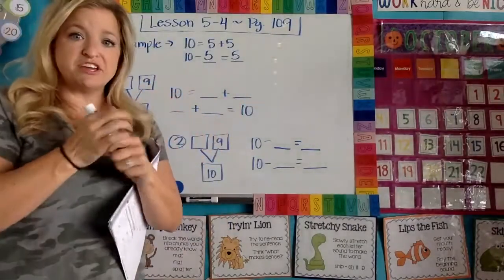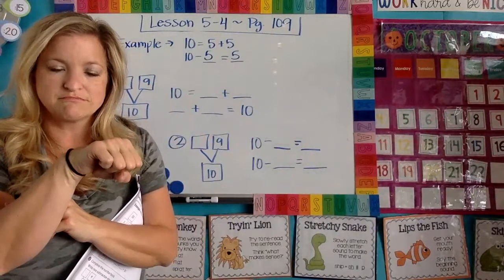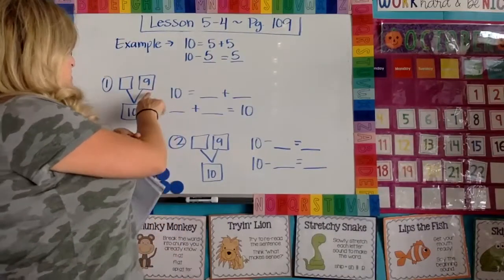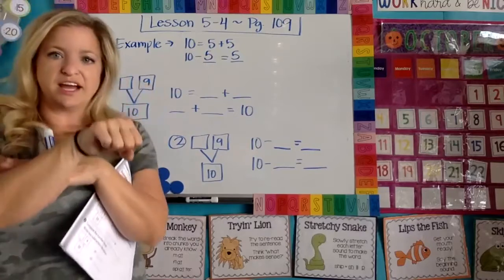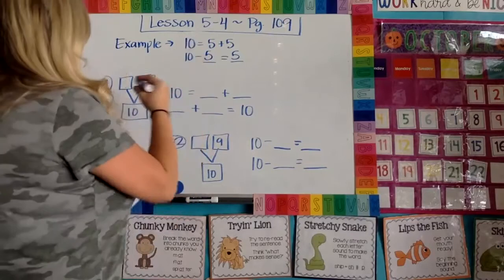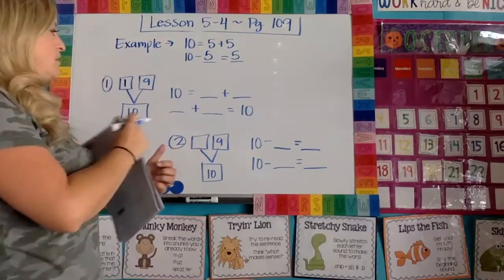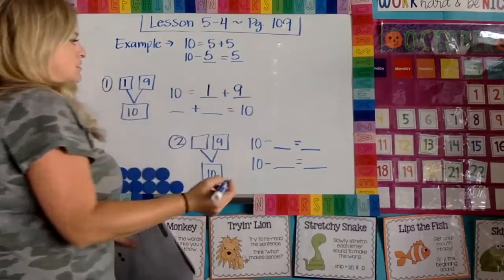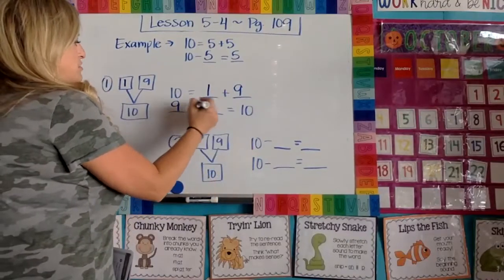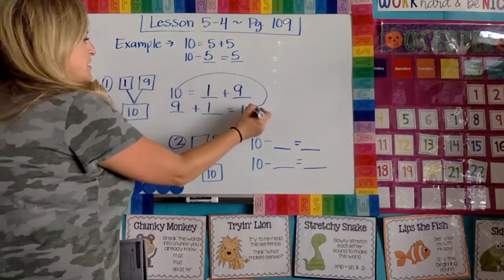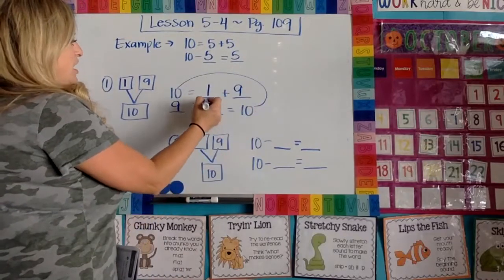I can use my fingers. 9. I'm going to stop counting at 10, right? It's 9 plus something equals 10. 9, 10, 1. So I'm going to put a 1 in my number bond. And now I know that 10 equals 1 plus 9. I can also say 9 plus 1 equals 10. They flipped it around, and so did I.